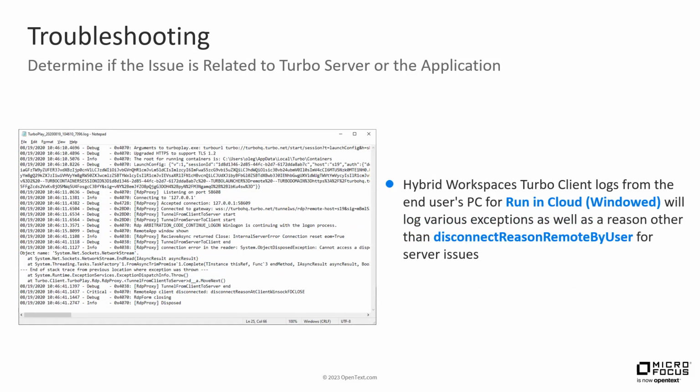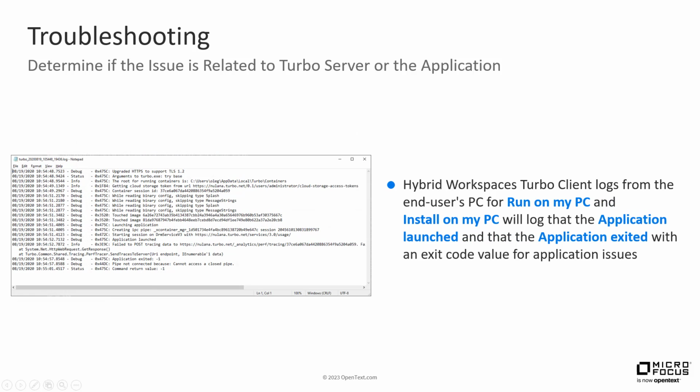If it's a server problem, then you'll see reasons other than disconnect reason remote by user. For example, here we have disconnect reason at client winsock fd close. And these errors can generally be Googled to find more information.